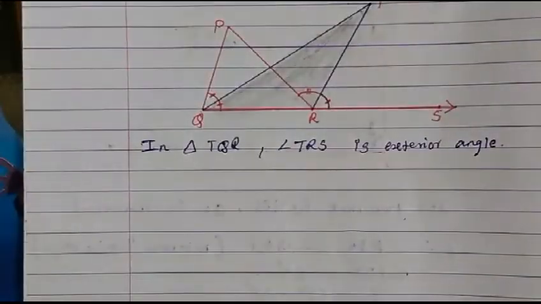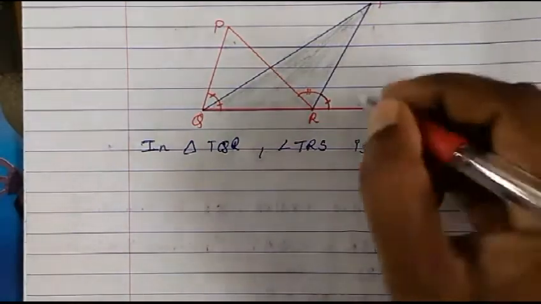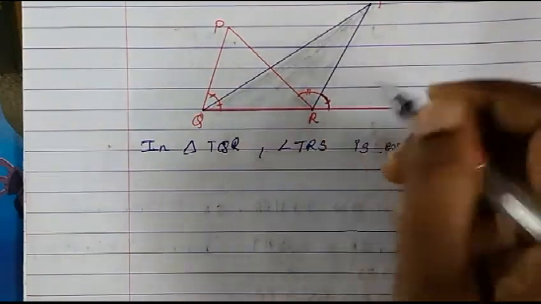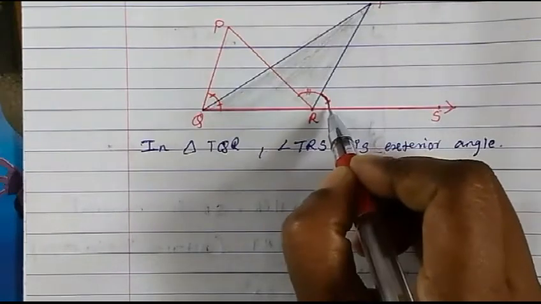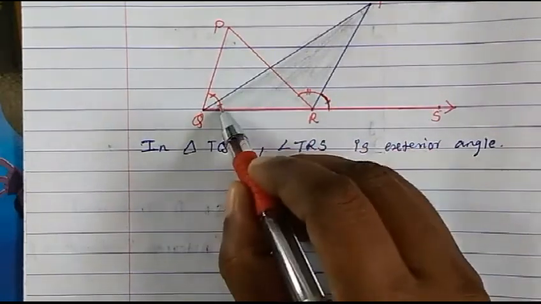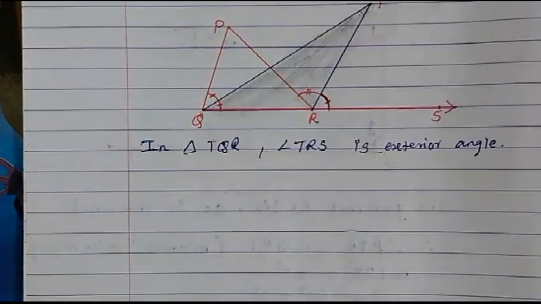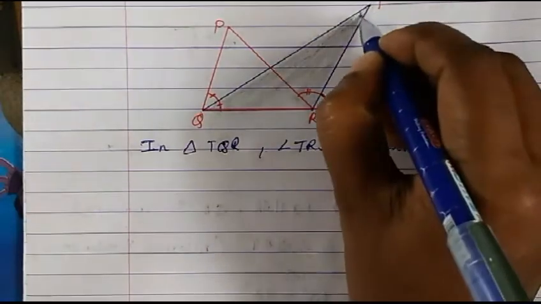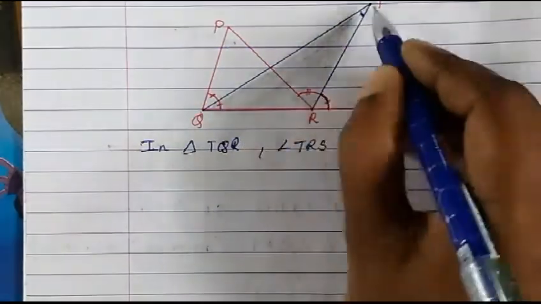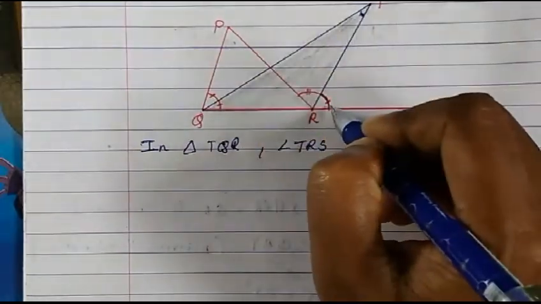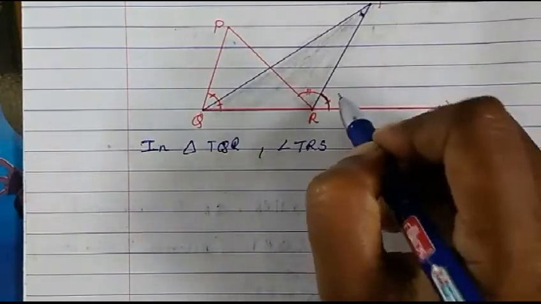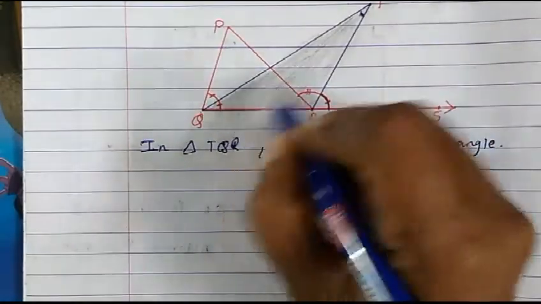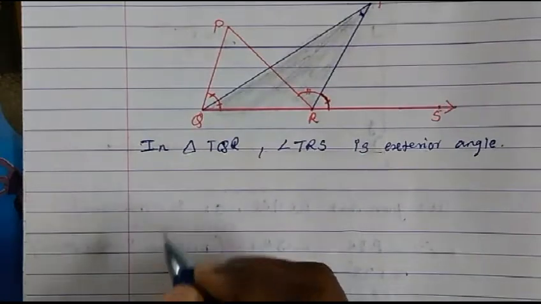In the same way here, this angle becomes the exterior angle for this shaded triangle that you see. So the sum of these two angles, this angle and this angle, will be equal to this angle, that is TRS. The exterior angle will be equal to the sum of these two angles. So that's what I'm going to write.